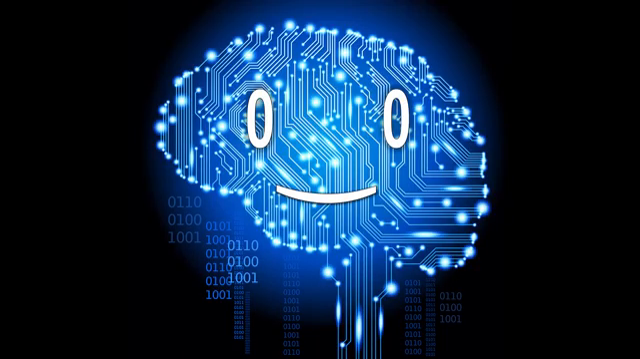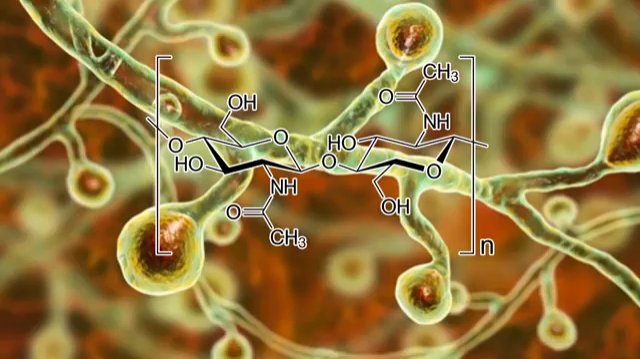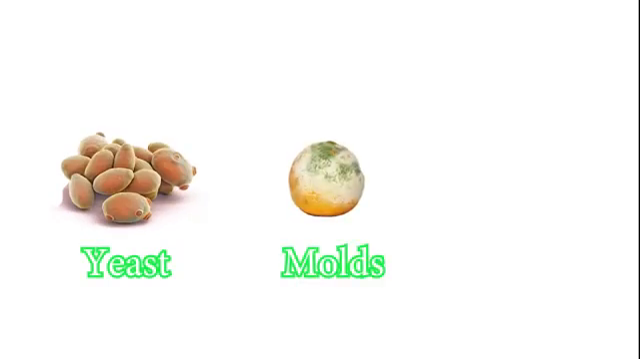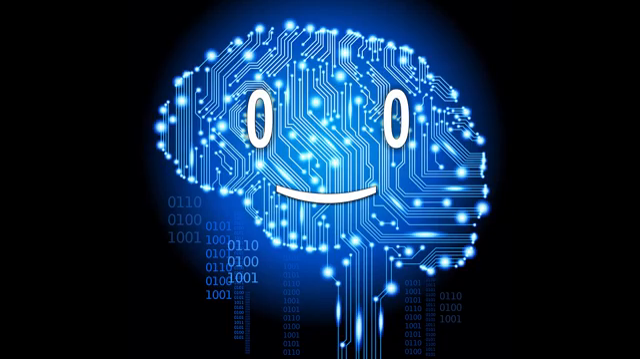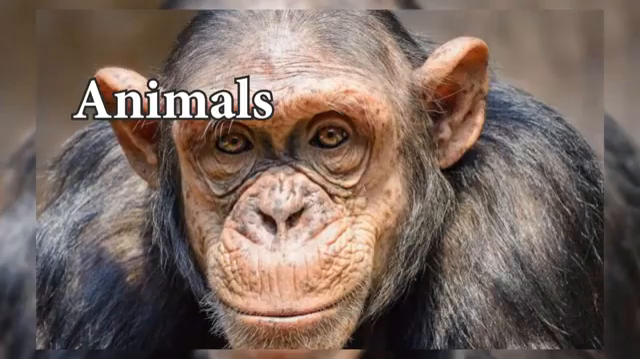An individual characteristic of fungi is the presence of chitin in their cell walls. This kingdom consists of yeasts, molds, and, well, shrooms. And the last and the most epic one: animals.